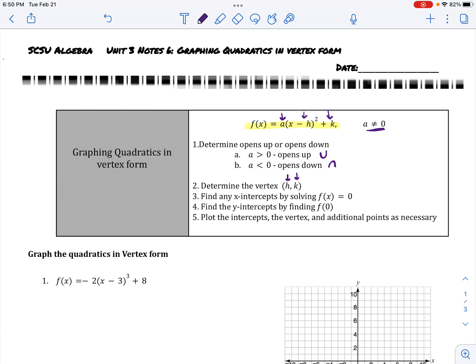That vertex is basically either the maximum or the minimum. It's the high point or the low point of that parabola. It just depends on if it opens up or opens down. So basically whatever our a is telling us.